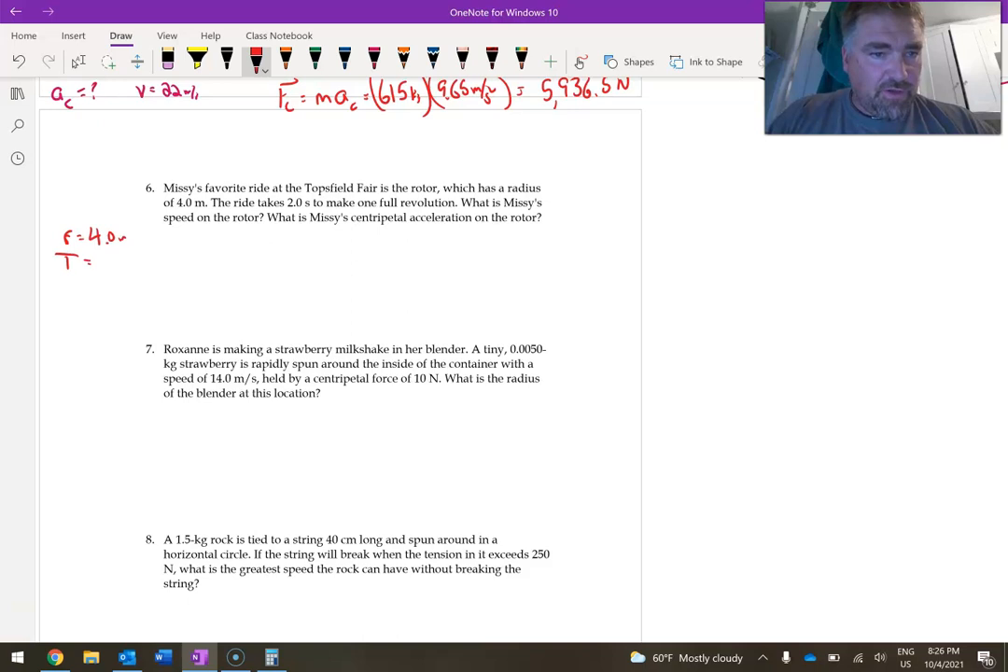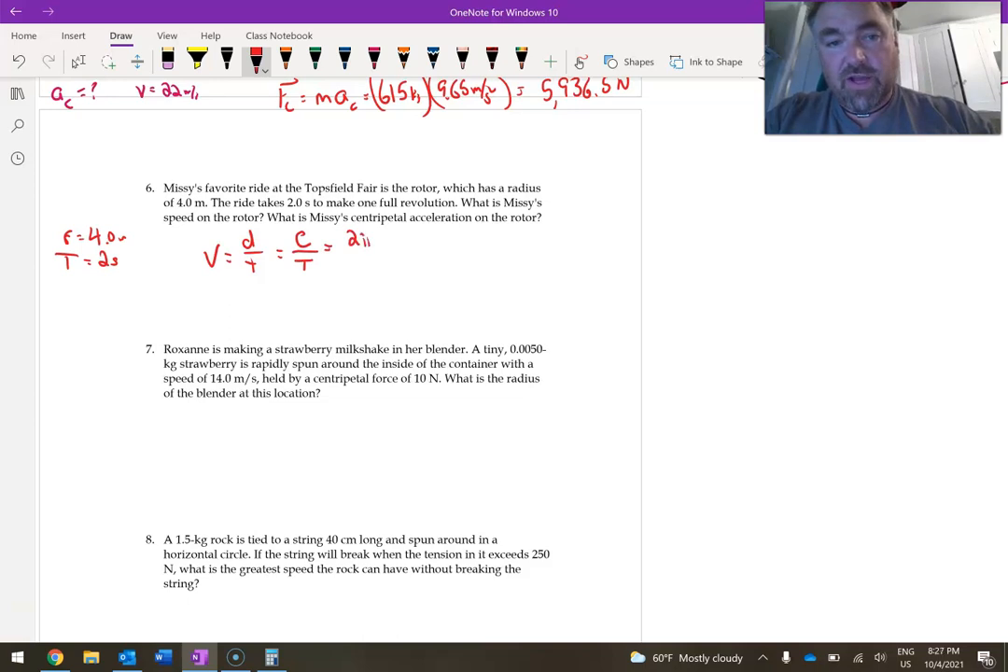And we have a period of 2 seconds. So we got another period, one, to make one full revolution. Okay, so that's going to be the period. We want to know, what's Missy's speed in the rotor? Well, we just covered this. We said, in order to find the speed, that's equal to the distance divided by the time. The distance is actually the circumference, and the time is the period. Now, circumference is equal to 2 pi times my radius, and we'll divide that by the period.